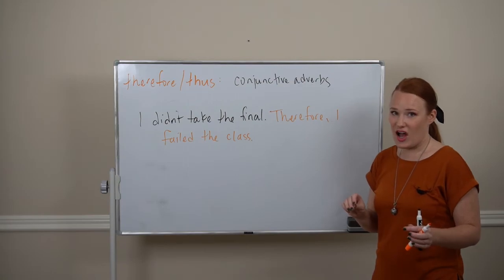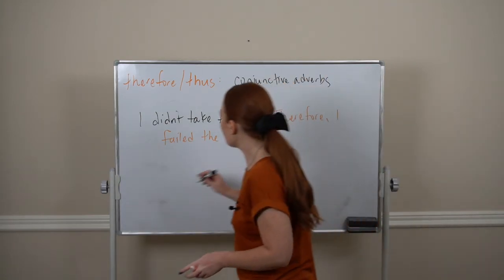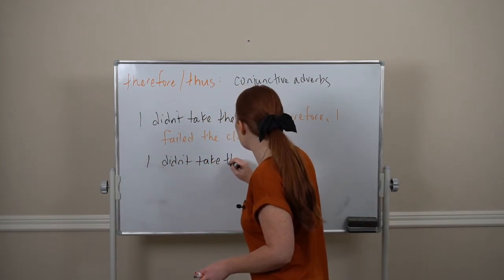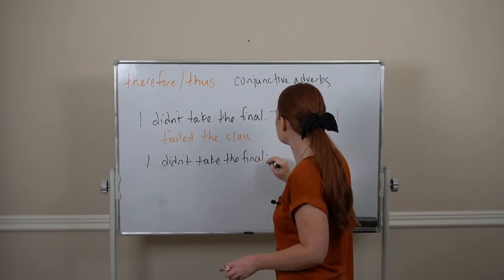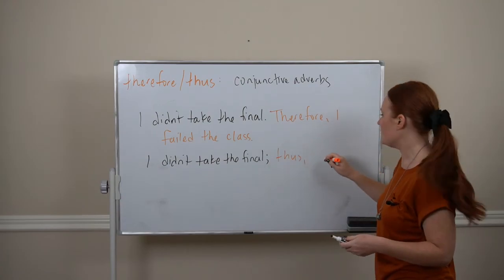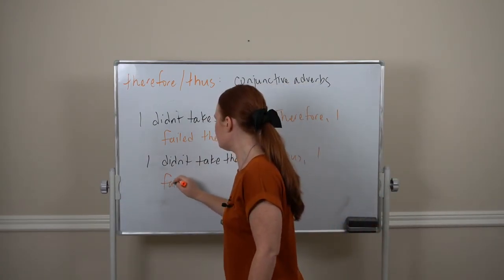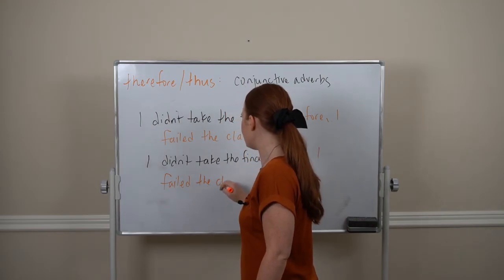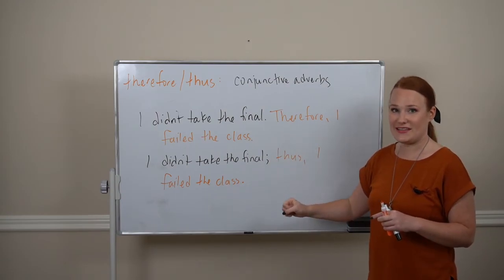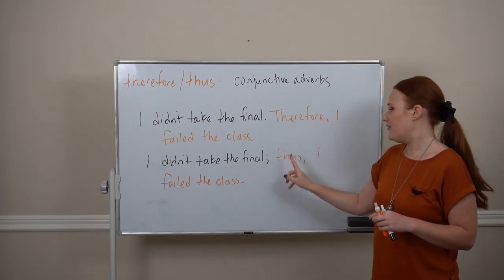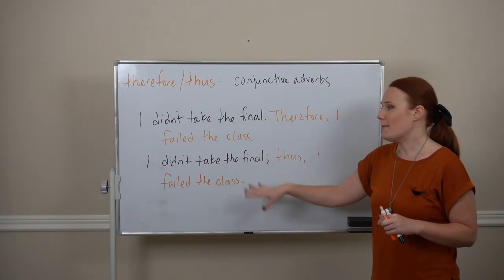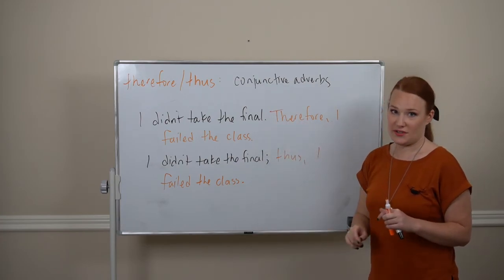There is another option, it's just a little less common. You could say, I didn't take the final; I'll use thus this time, but the same as therefore. Thus, I failed the class. So with this one, we've connected the two sentences with a semicolon. Then we still have our conjunctive adverb. It's still followed by a comma, but this is all one big sentence now instead of two separate sentences.